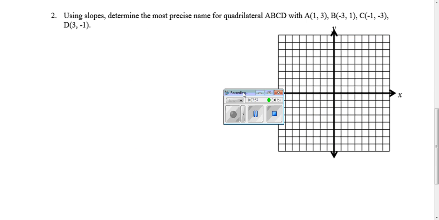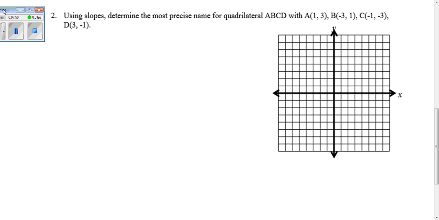All right, so in problem number 2, it says using slopes, determine the most precise name for a quadrilateral. Okay, slopes. What are slopes going to prove? We can use them to talk about parallel. If the slopes are equal, opposite sides are parallel. And then we can use them to talk about 90-degree angles.